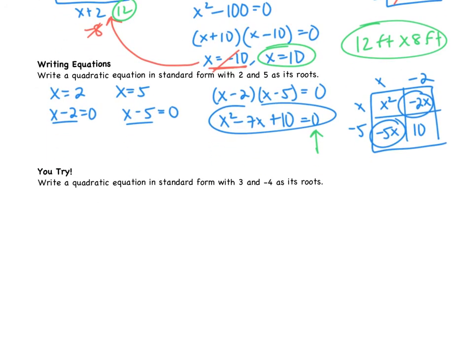Okay, we are down to your last problem to try. It says write a quadratic equation in standard form with 3 and negative 4 as its roots. To give you a hint, with that 3, start out with x equals 3. Likewise, start out with x equals negative 4. And you're going to follow the same process we did in the previous problem. When you turn these notes in, I will make sure you have this problem done. If you have any questions, please write them down.